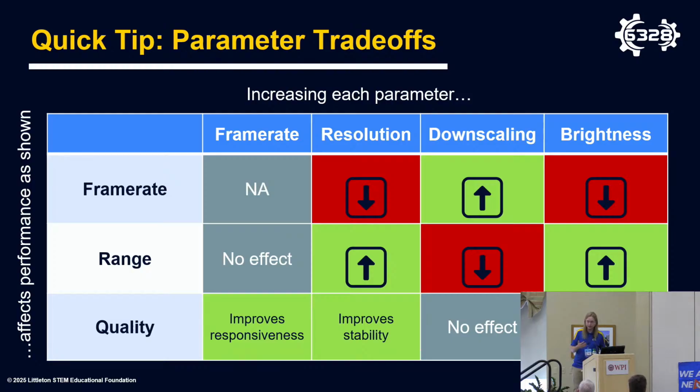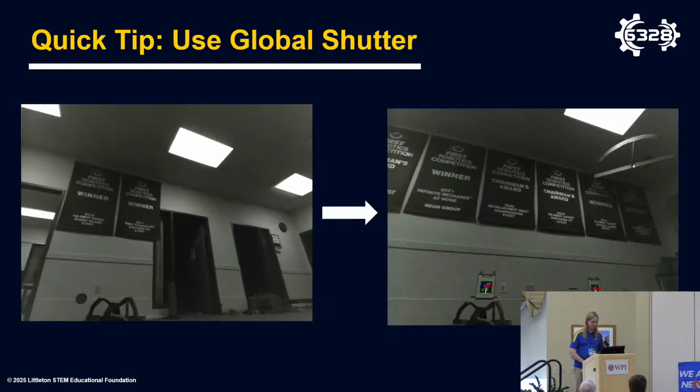And then brightness is another really important thing to tune, both with exposure and gain. The general advice is to keep this as low as possible that you can get away with while still seeing tags at the range that you want, because increasing brightness negatively affects your performance in general.